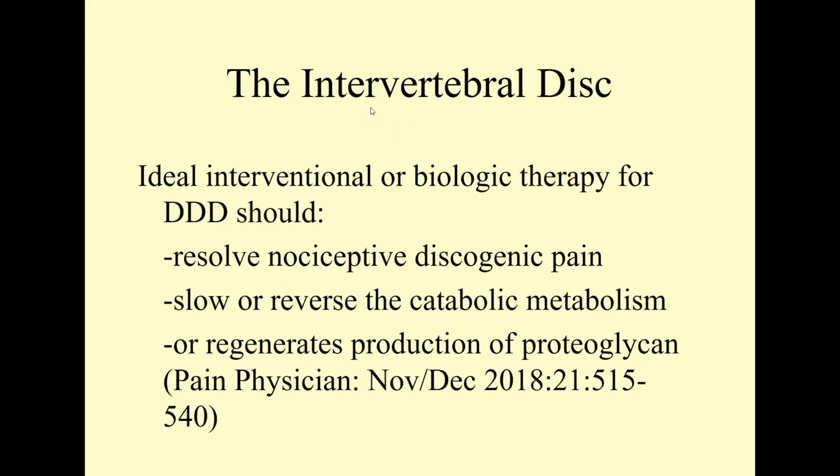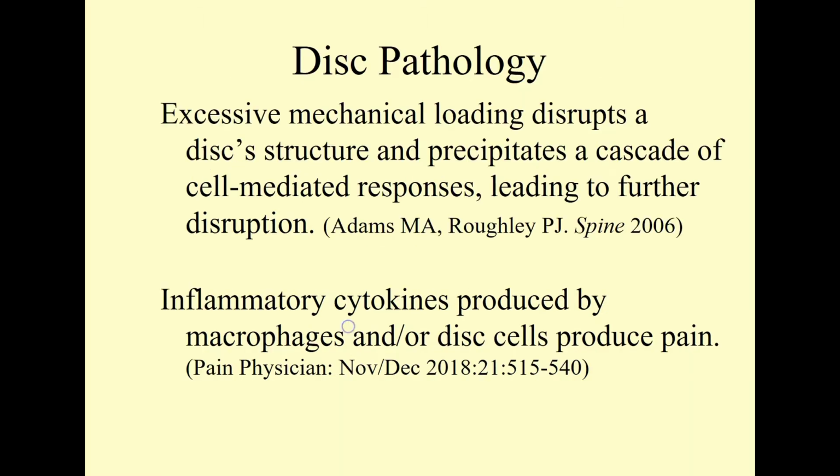Now, ideally, any intervention or biologic therapy for degenerative disc disease should at least resolve the discogenic pain, the nociceptive discogenic pain, and this can be accomplished by reduced inflammation amongst other mechanisms. Slow or reverse the catabolic metabolism. This is the breaking down of the system, which under normal conditions would allow for the replacement with newer, younger, better. But when catabolism exceeds metabolism, then we end up with a degenerative scenario. We also would like to be able to regenerate or increase the production of proteoglycan. Those would constitute ideal therapies, and therapies that so far seem to be out of reach.